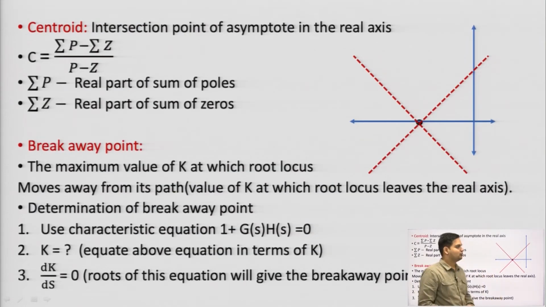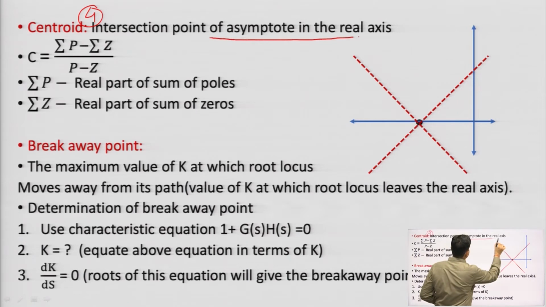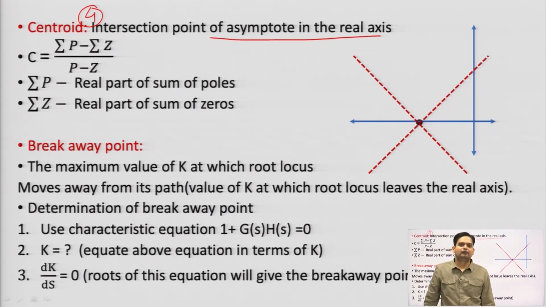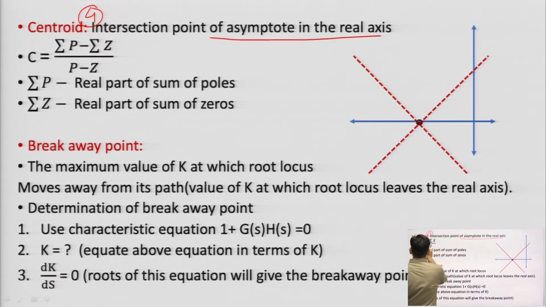Now, we will come to rule number 4, that is calculation of the centroid. The centroid will tell you the intersection point of the asymptotes on the real axis. So, whenever you are drawing the angles, the point on the real axis from which you have to draw them is given by the centroid point. The centroid is given as c equal to summation p minus summation z over p minus z, where summation p is the sum of the real parts of the poles, and summation z is the sum of the real parts of the zeros.